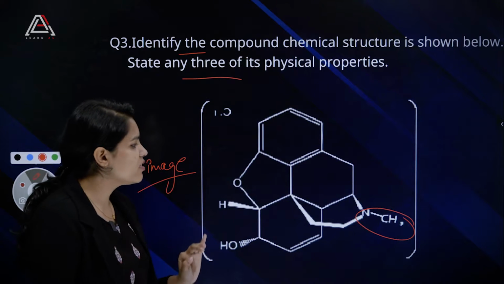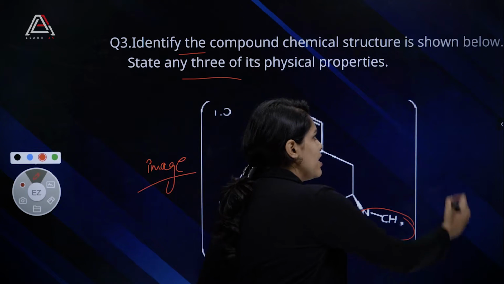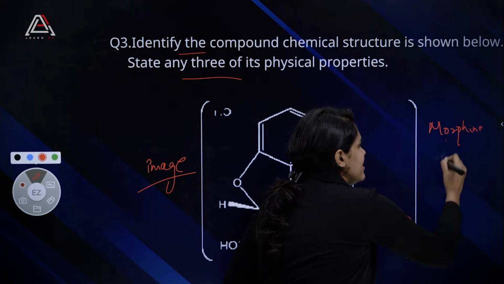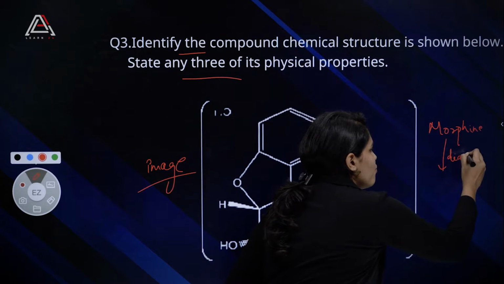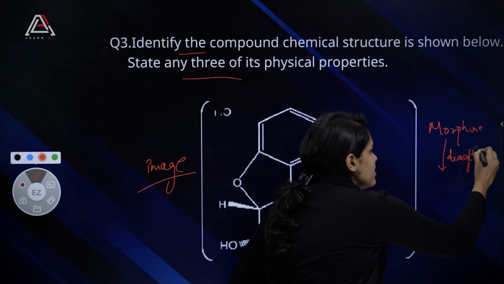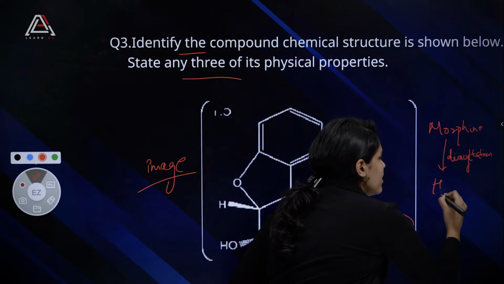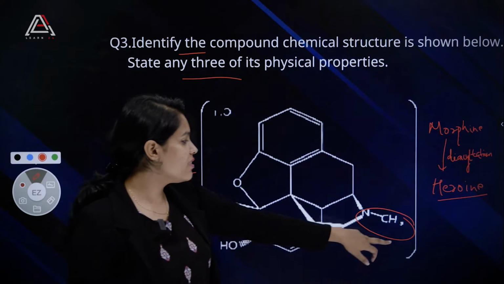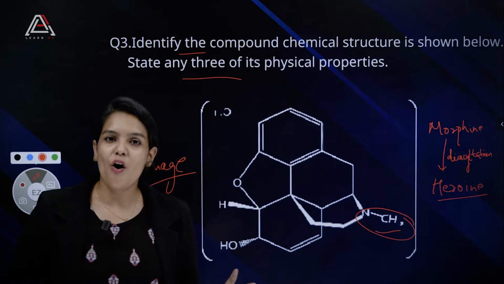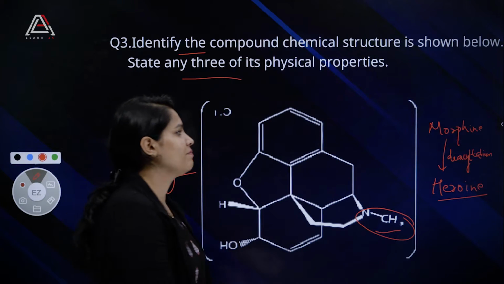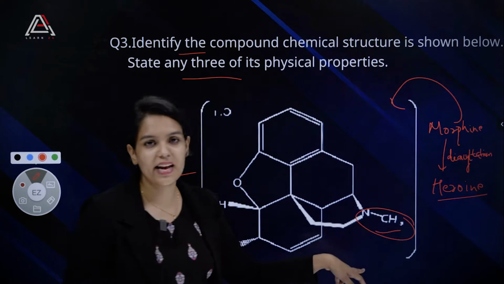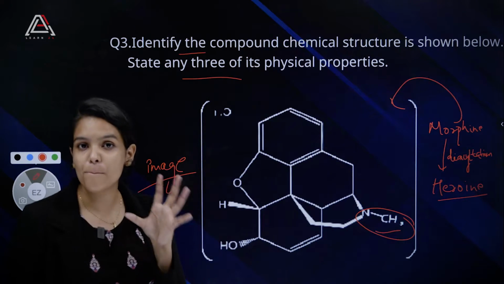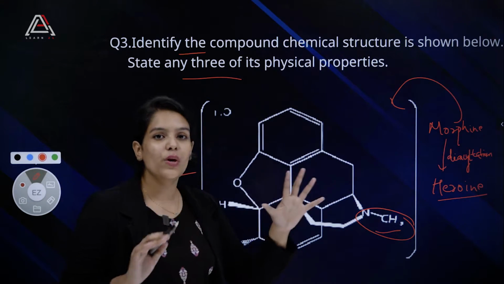Now, talking about this structure, you all know that morphine undergoes diacetylation, right? Morphine undergoes diacetylation to form what? To form heroin. So as you can see, there is an acetyl group present here. So it's obvious what sort of structure it is. Morphine. So this acetyl group will undergo diacetylation to form heroin. So this structure is that of morphine. Okay, sorted. First part is sorted.